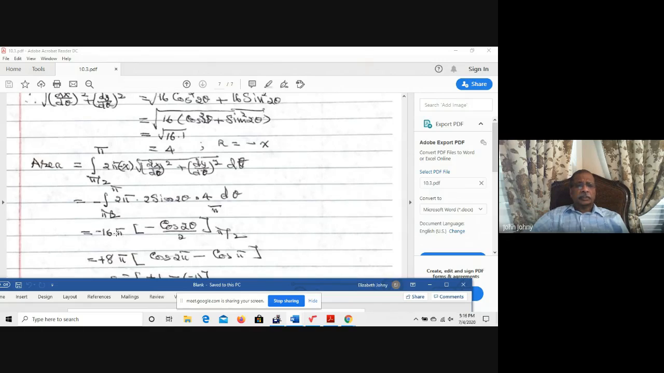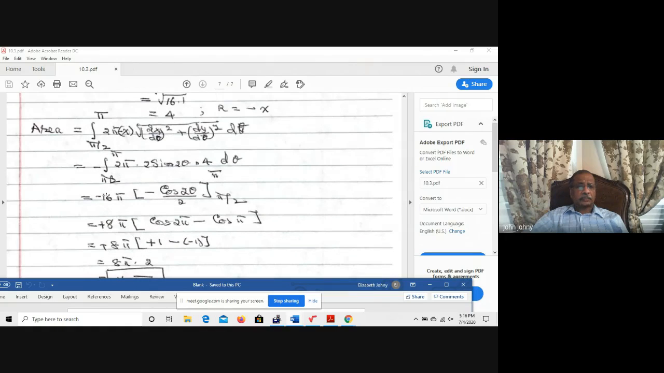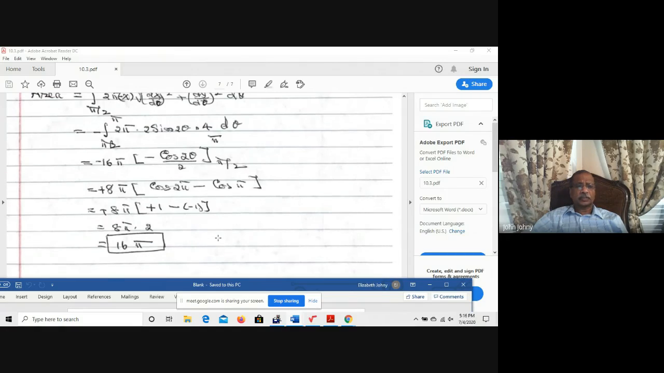Pull it out. Then the antiderivative of sine 2 theta is negative cos 2 theta over 2, from pi over 2 to pi. So the 2 cancels with the 16. Two negatives make a positive. 8 pi times cos 2 pi, 2 times pi, minus cos pi, because 2 times pi over 2 is pi. Cos 2 pi is 1, minus cos pi which is negative 1. So 1 minus negative 1, which is 1 plus 1. So that is 16 pi.